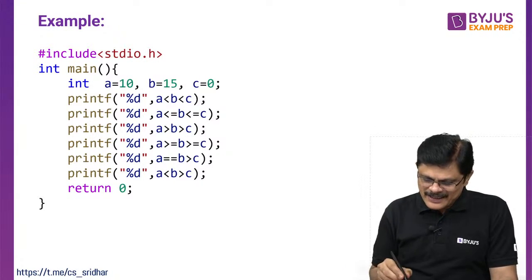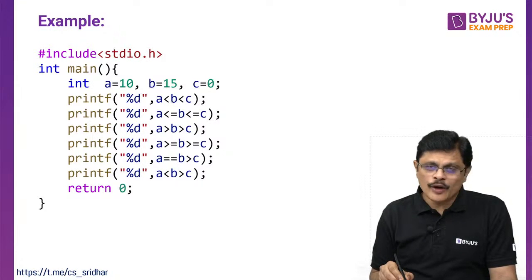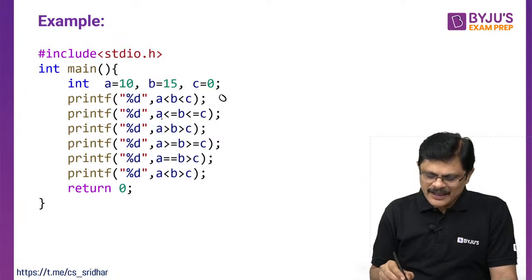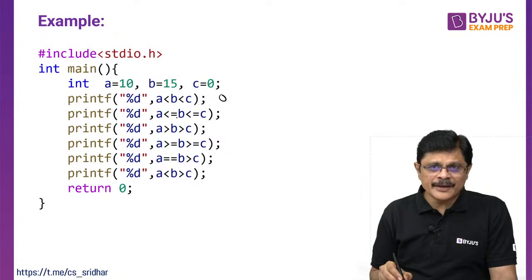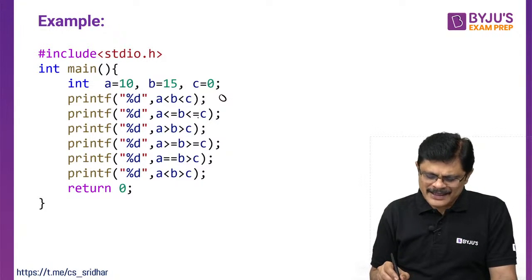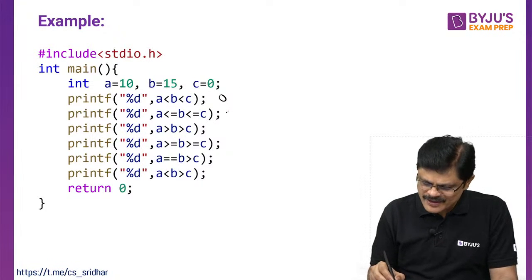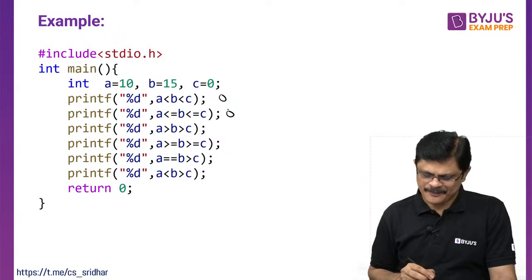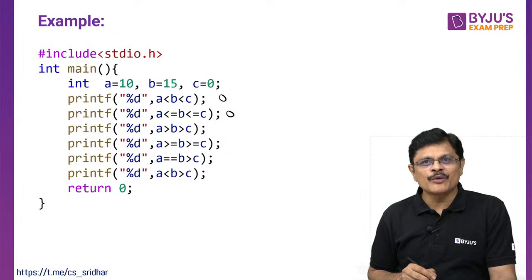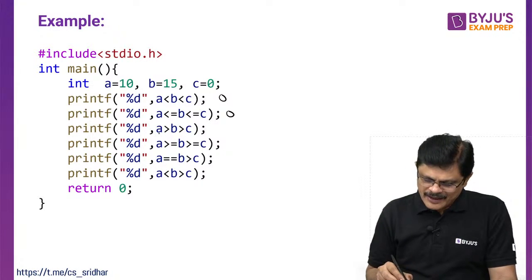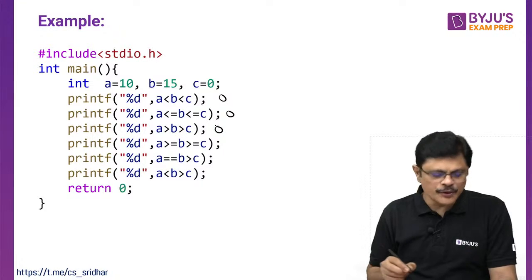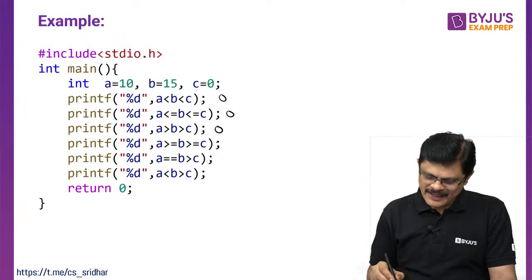Let us see. 10 less than 15 is true or false? 10 less than 15, 1. 1 less than 0, false. So 0. Now, 10 less than or equal to 15, true. 1 less than or equal to 0, false. So the second one is 0, Vengi. How 1? No. 10 greater than 15, false. 0 greater than 0 is false. 0 you are going to get. Next, 10 greater than or equal to 15, false. 0 greater than or equal to 0 is true.